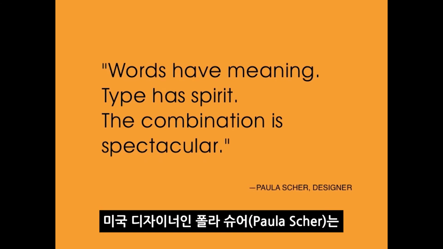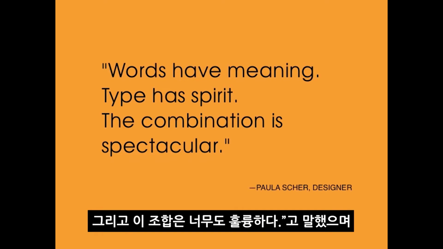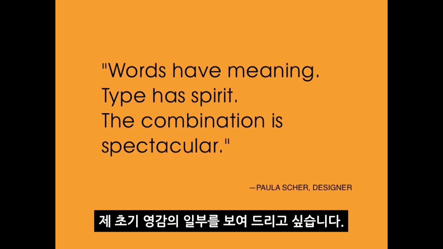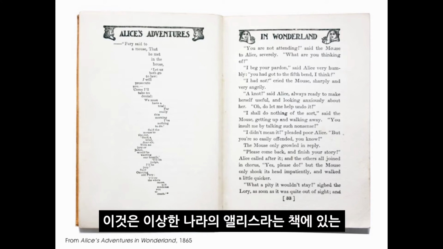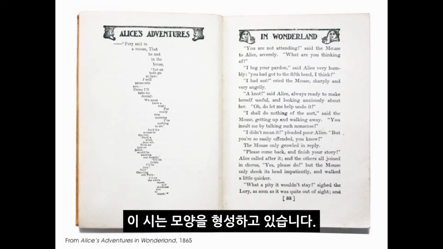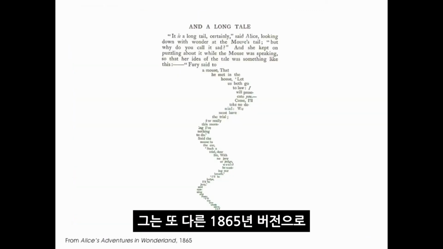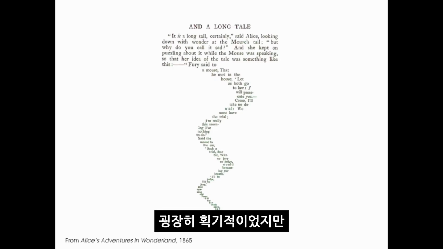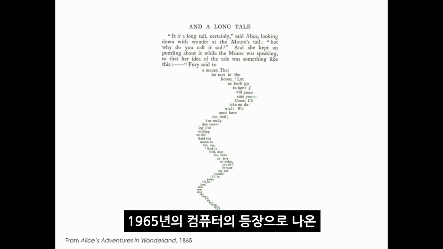Paul Rand, American designer, said once, "Words have meaning, type has spirit. The combination is spectacular." And I very much like that idea. I'd like to show you some of my early inspirations. This is a poem called A Mouse's Tale that is in a book called Alice in Wonderland. The poem has been shapeset, here's another version, shapeset to look like a mouse's tail. In 1865, when this was made, it was very difficult to create this kind of shape setting. Not so hard today, thanks to the computer.